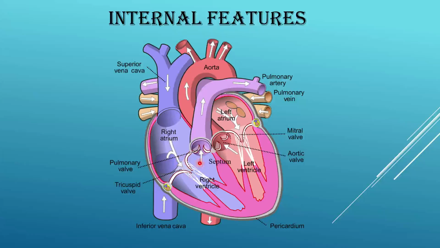Now these arrow marks show the flow of blood. So this flow of blood is regulated by these valves. There are 2 sets of valves. This is the atrioventricular valve. The atrioventricular valve is located between the atrium and the ventricles. Of course, there are 2 sets.